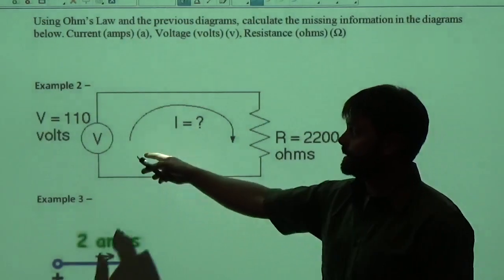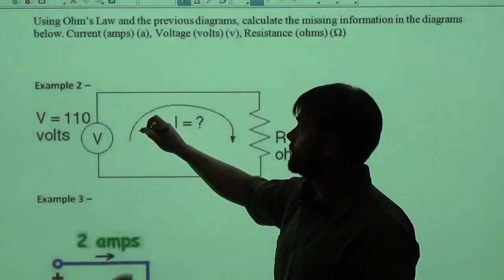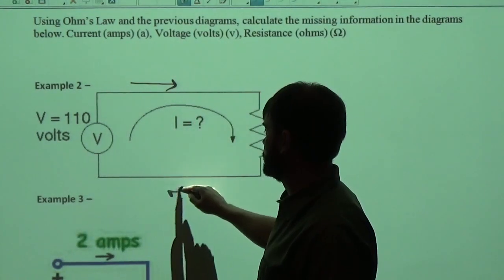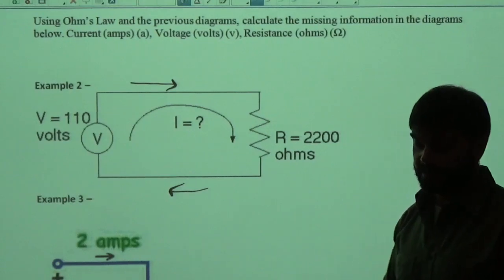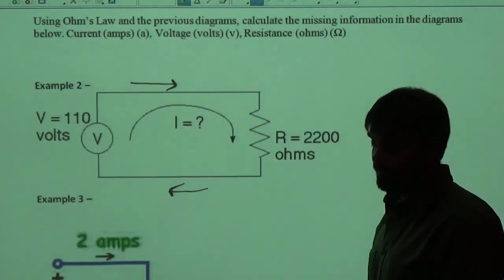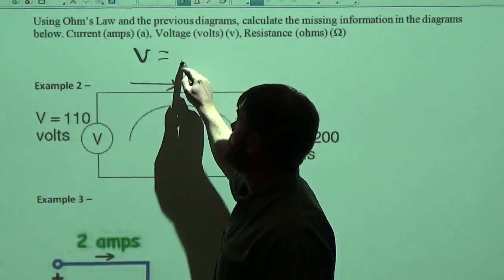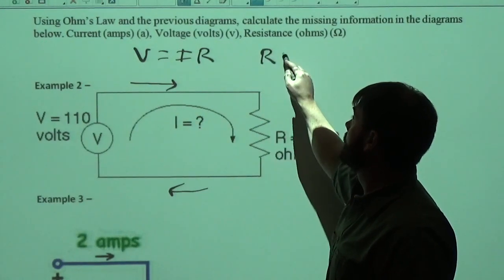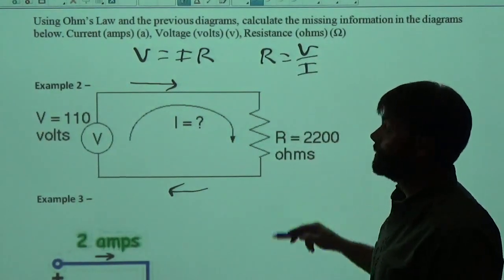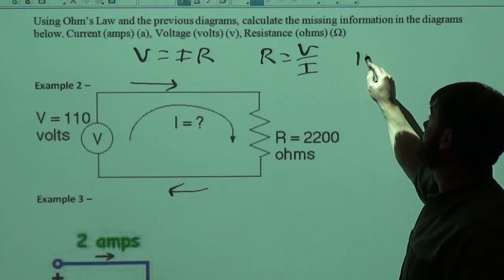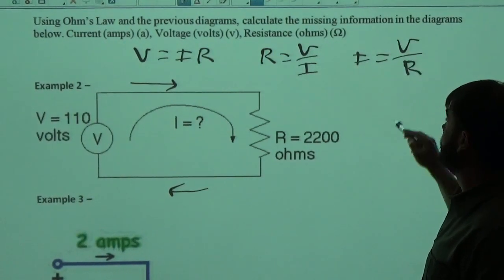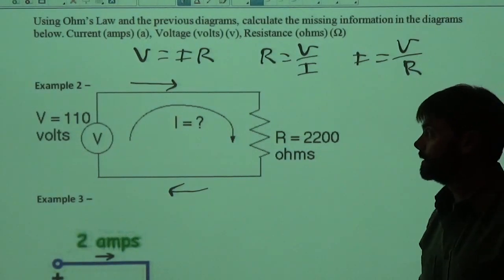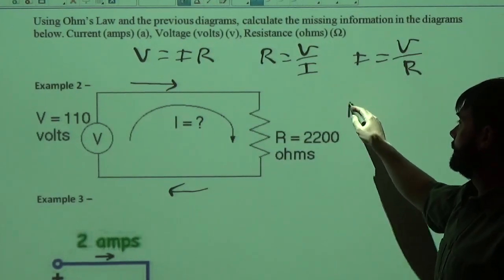So in example number 1, they give us a voltage source. They tell us that the voltage is equal to 110 volts. They show the current to go in this direction. Going from here to here, it's going to flow through the resistor. They want us to figure out what the current is. Well, looking at Ohm's law, it can basically be written 3 ways. We could say voltage is current times resistance, or we could say that resistance is equal to voltage divided by current, or we could say that the current is equal to voltage divided by resistance. So depending on what unknown you're looking for, we could choose one of the 3 variations of the equation. In this example, we're looking for I.